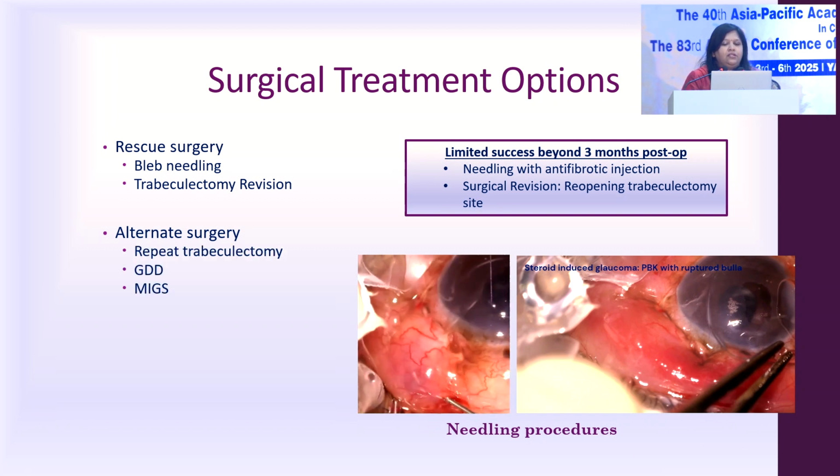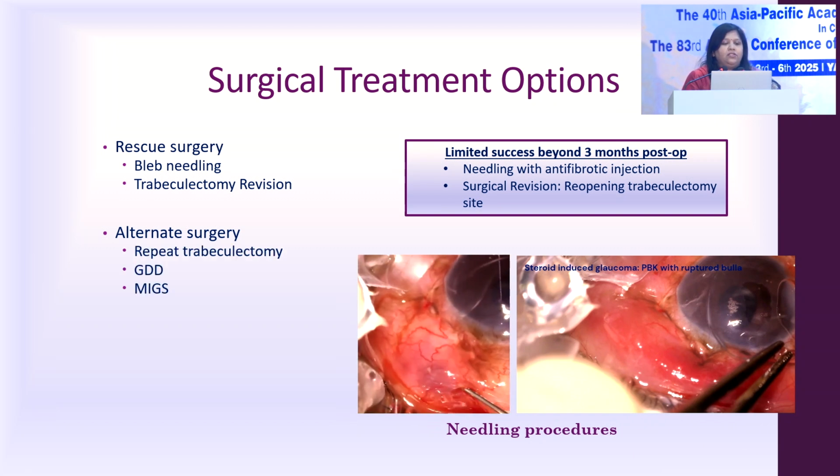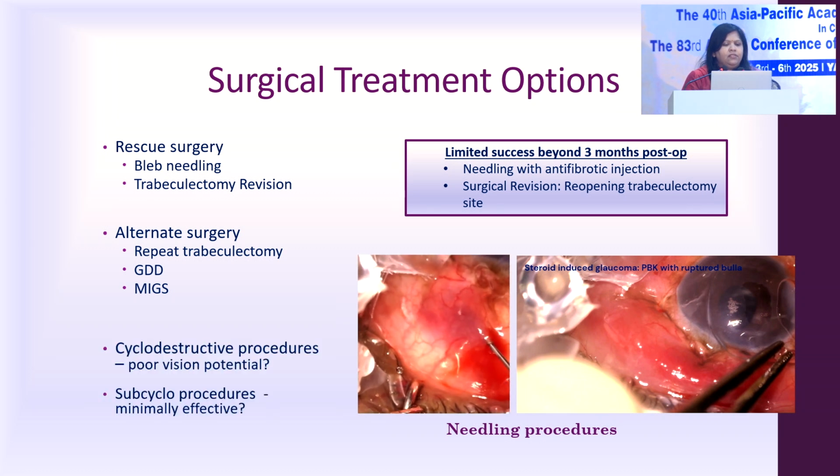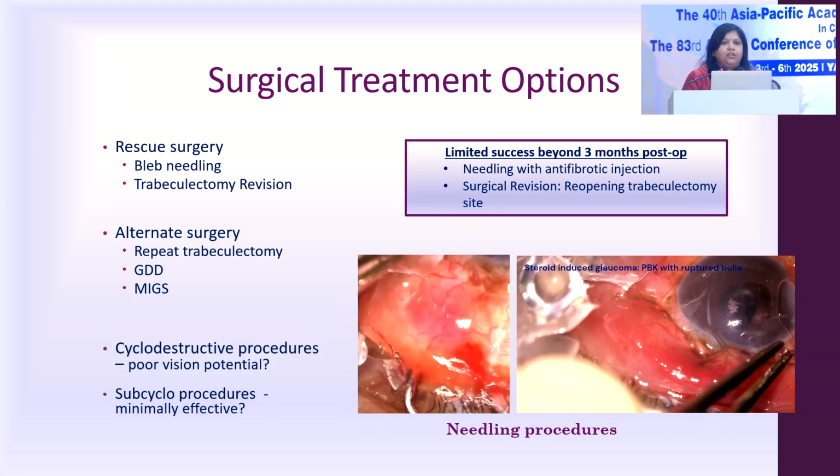So the alternate surgeries here are a repeat TRAB, a GDD, a MIGS, cyclodestructive procedures, particularly in patients with poor visual potential, and subcyclo procedures, but they tend to be less efficacious because that would just act like one AGM.